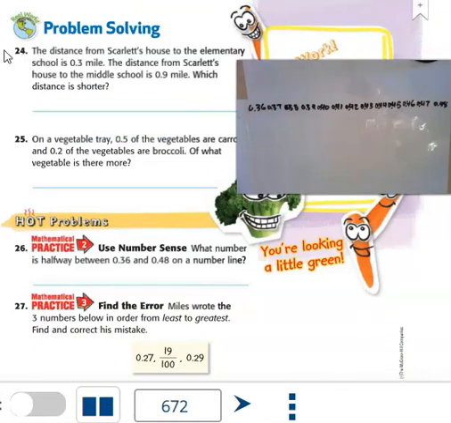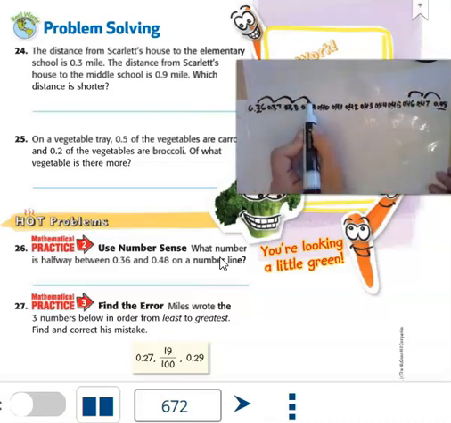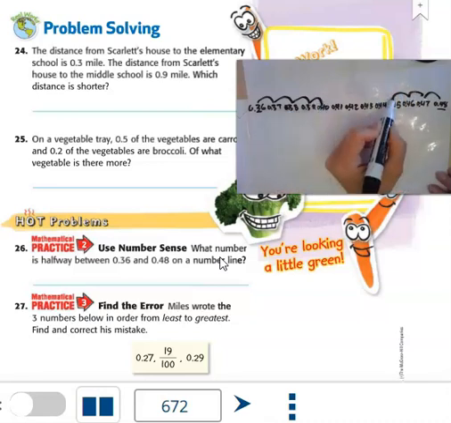Okay, so I looked at the 24 and 25 are balance place, and you can use a place value pair and see which is shorter and which is more for these two problems. But then they get to number 26, the hot problem. What number is halfway between 36 hundredths and 48 hundredths on the number line? So as you can see, I've written out a number line going from 36 hundredths to 48 hundredths. And you can kind of jump in each number until you get to the center.